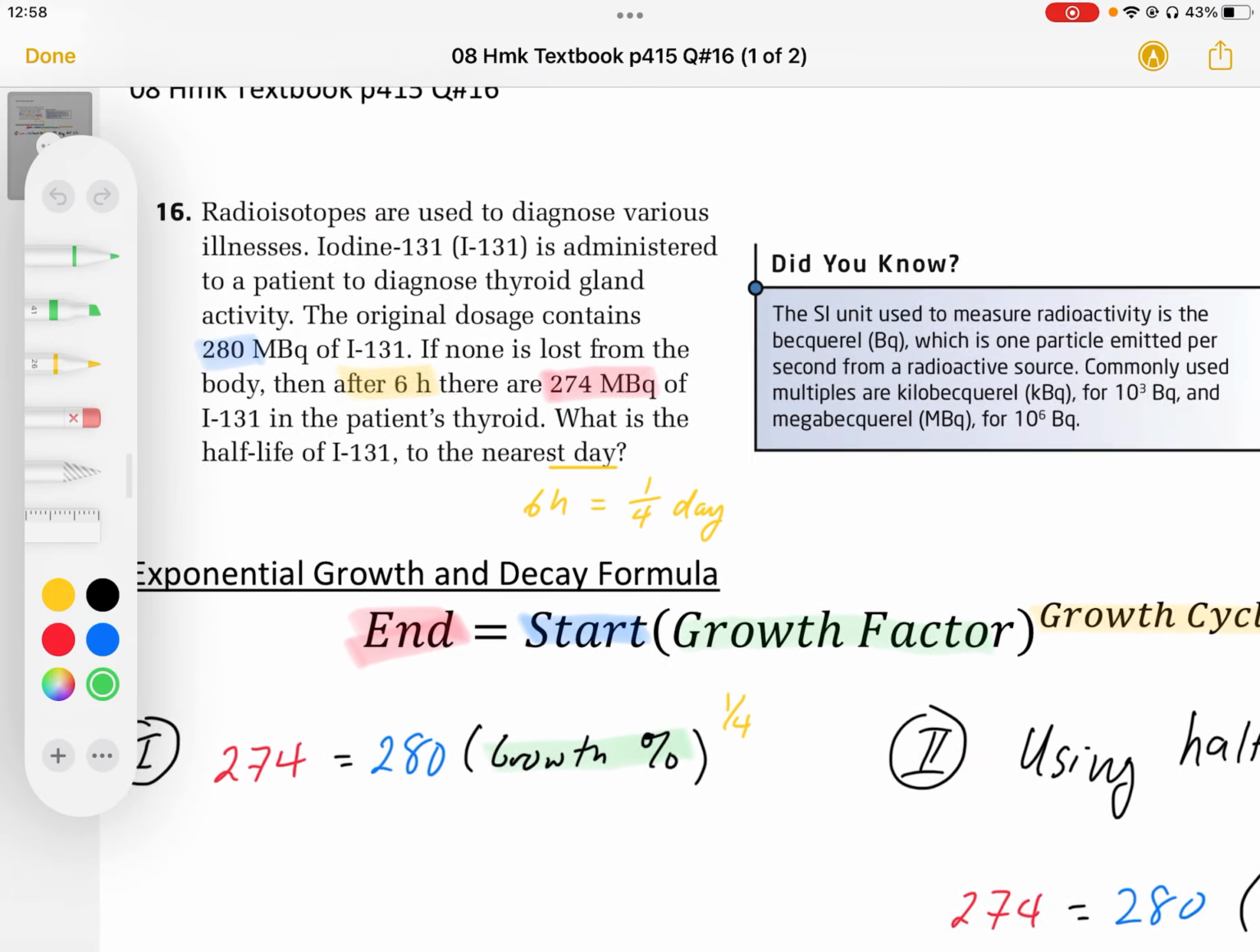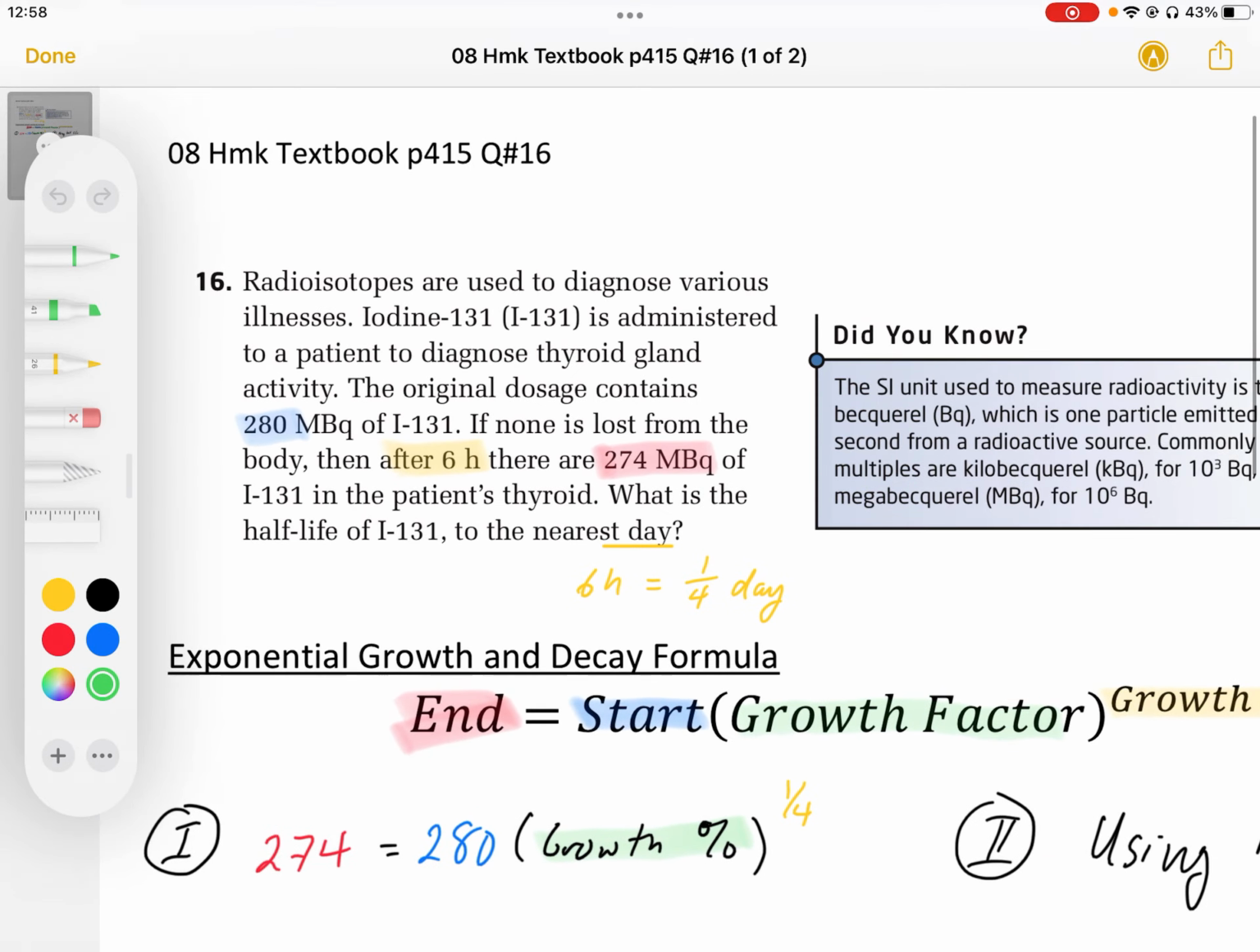16. Radioisotopes are used to diagnose various illnesses. Iodine-131 is a radioactive isotope that has exponential decay. So it's administered to a patient, and the original dosage contains 280 MBq, and after 6 hours, we're left with 274 MBq.